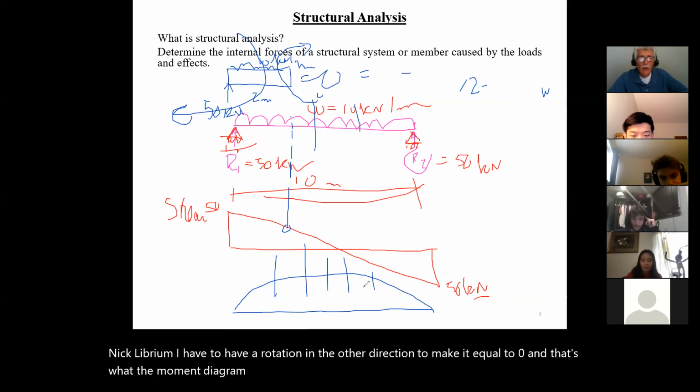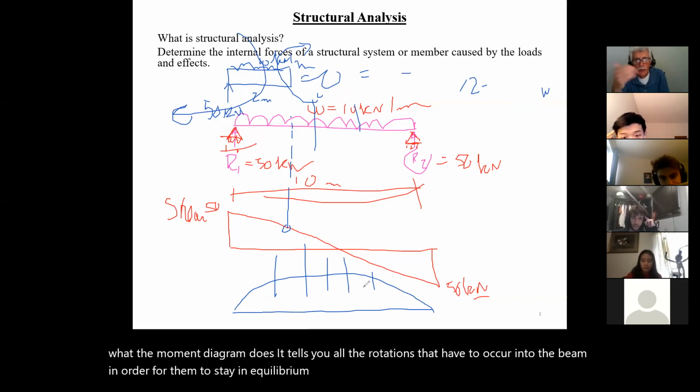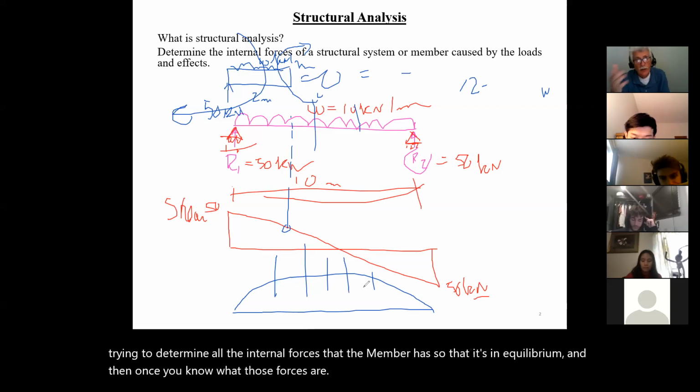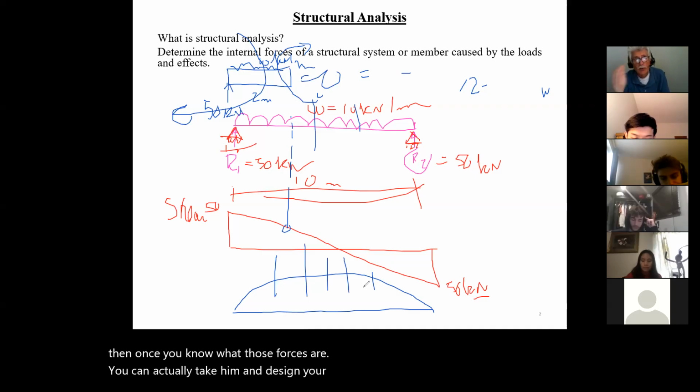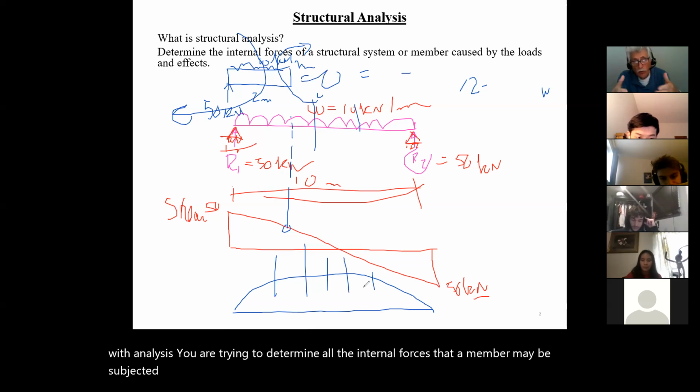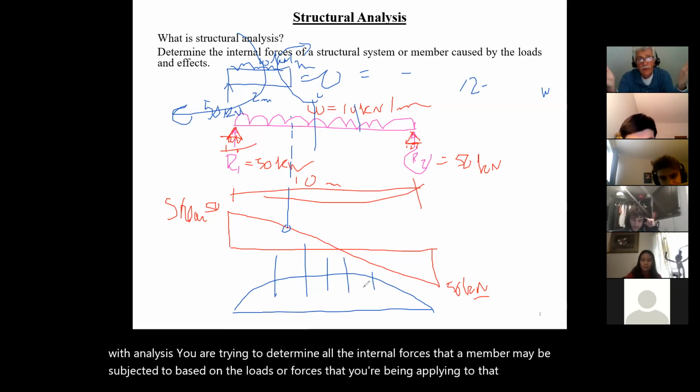It tells you all the rotations that have to occur in the beam in order for the beam to stay in equilibrium. So what you're actually doing is you're trying to determine all the internal forces that the member has so that it's in equilibrium. And then once you know what those forces are, you can take them and design your member with them. And that's what you're doing with analysis. You are trying to determine all the internal forces that a member may be subjected to based on the loads or forces that are being applied to that member. And that's what structural analysis is all about.